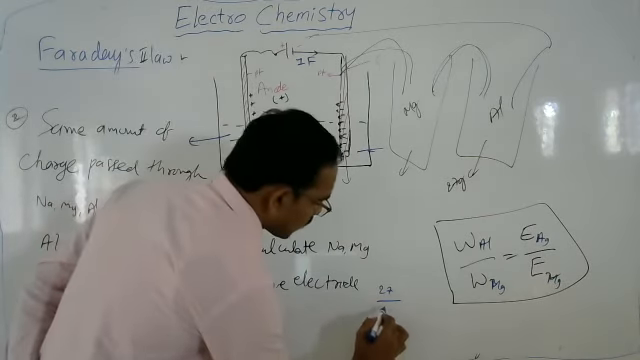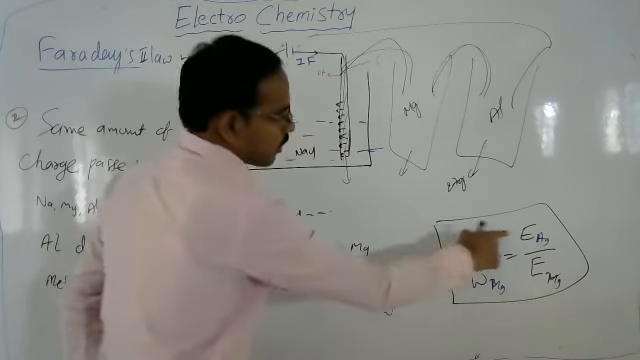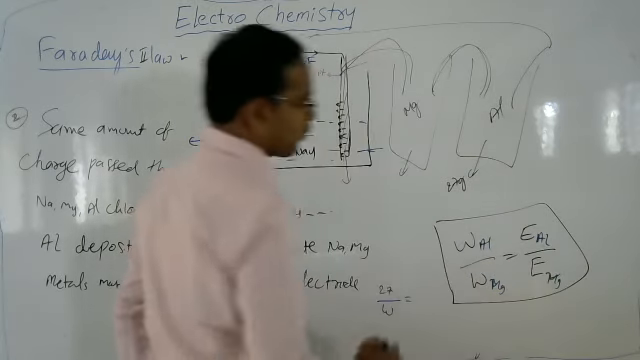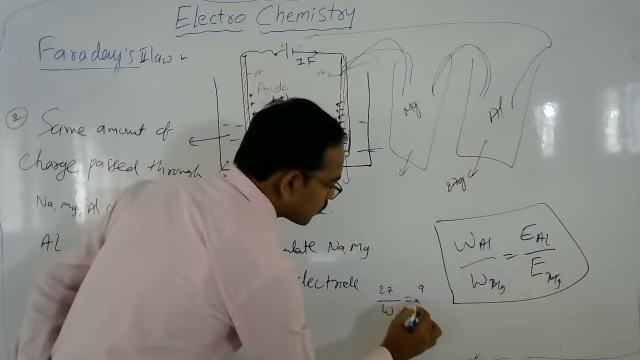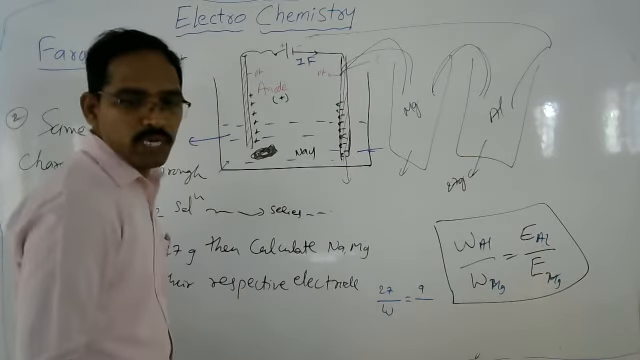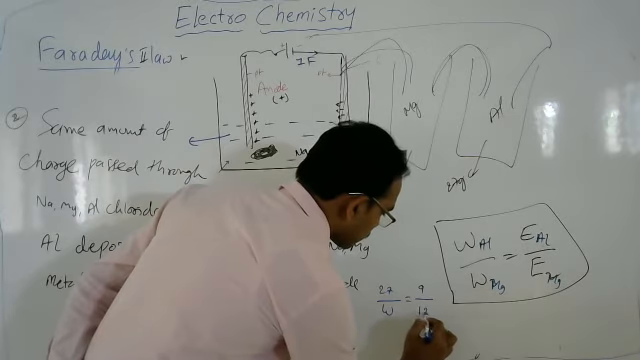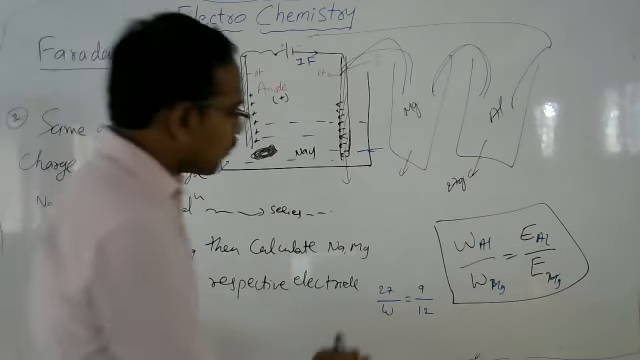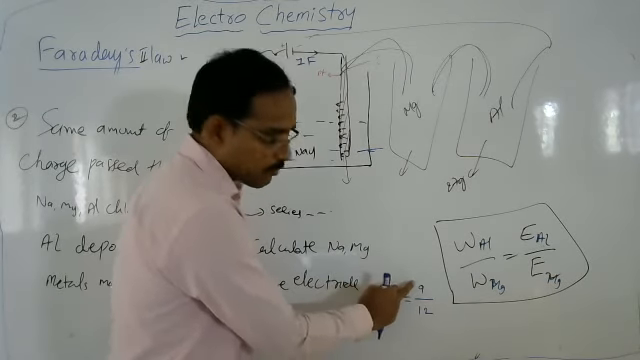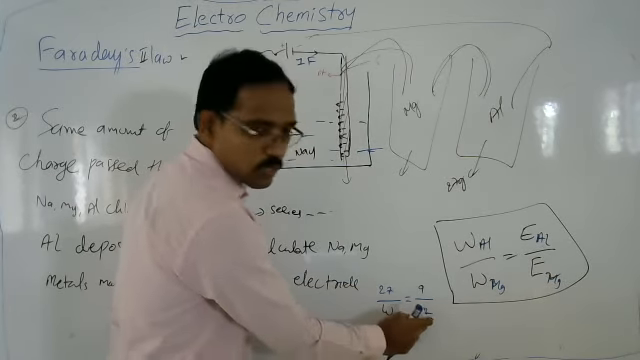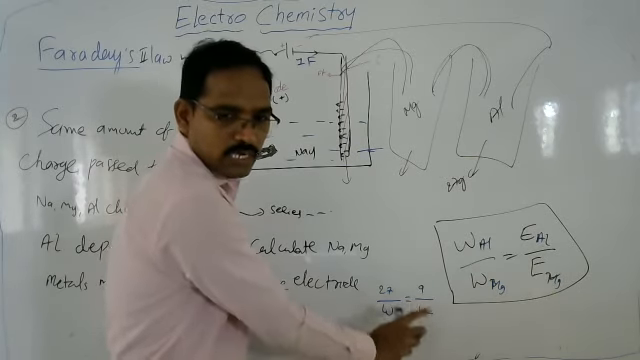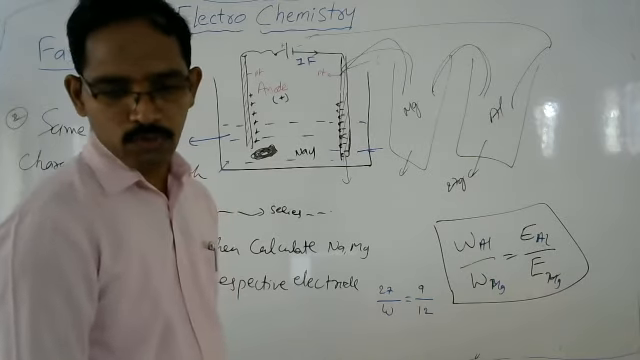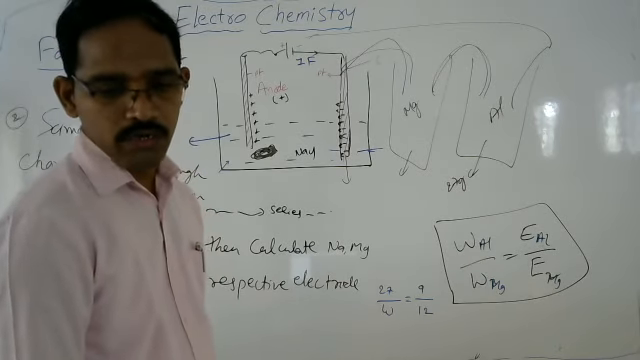So that is what we have to calculate: W equal to equivalent mass. Equivalent mass of aluminum, how much? 9 gram. Equivalent mass of magnesium 12 gram. Equivalent mass of aluminum 9 gram, magnesium 12 gram. Is 9 and 12 clear? Magnesium 36, sodium 69.